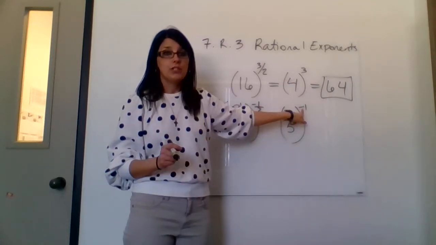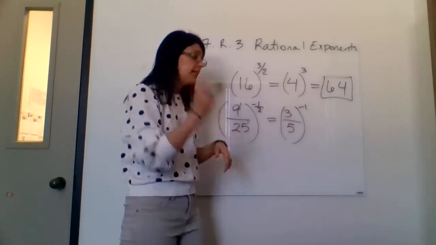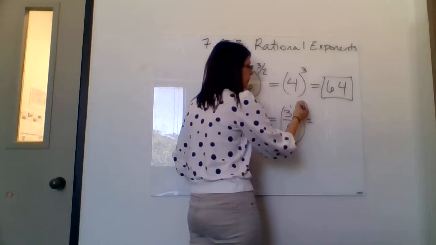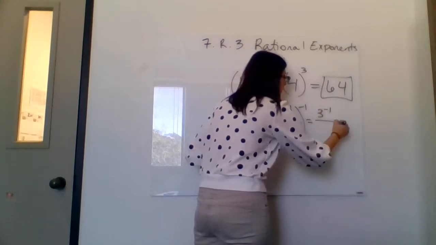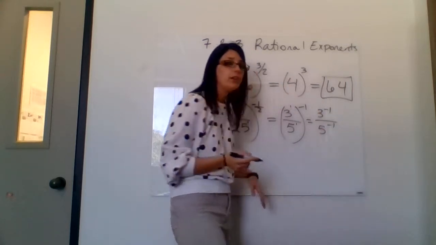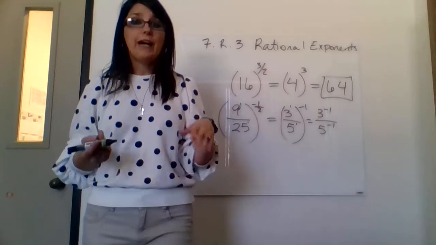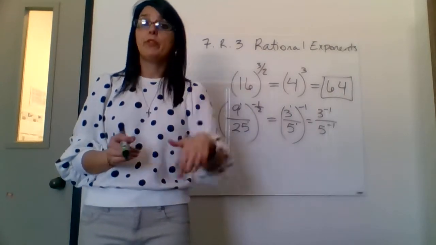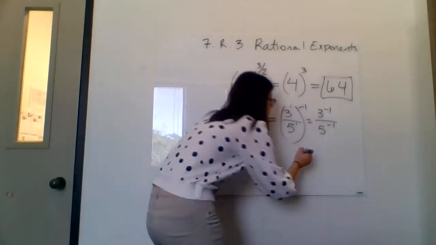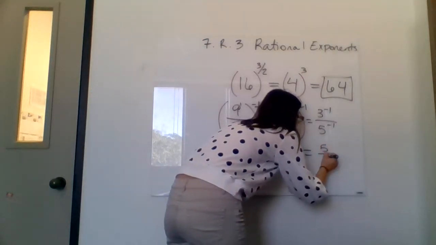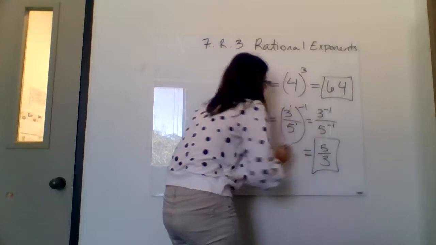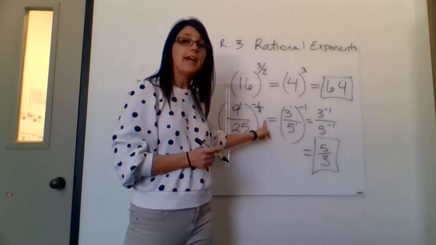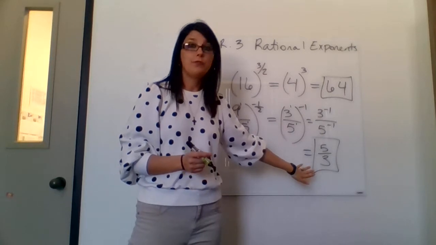this negative here. So if we distributed the negative power, we would see that we have 3 to the negative 1 over 5 to the negative 1, which indicates that both of those values are in the wrong position. So they need to swap. The 5 needs to go up top and the 3 needs to go into the bottom. So we end up with 5/3. So 9/25 raised to the negative 1/2 power simplifies to 5/3.